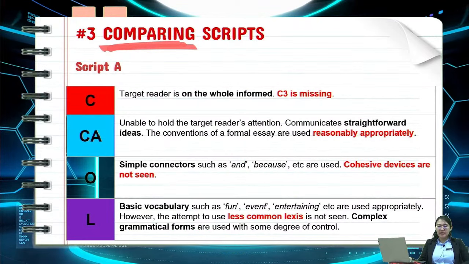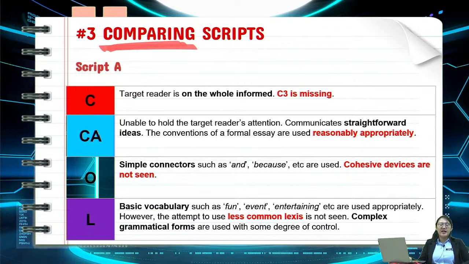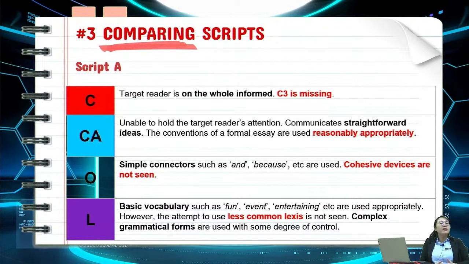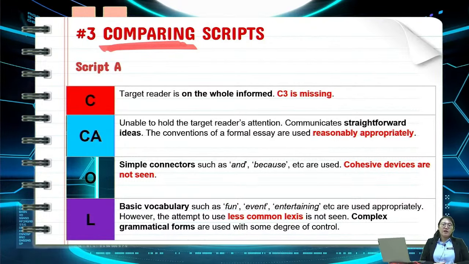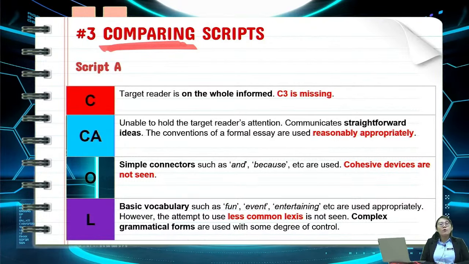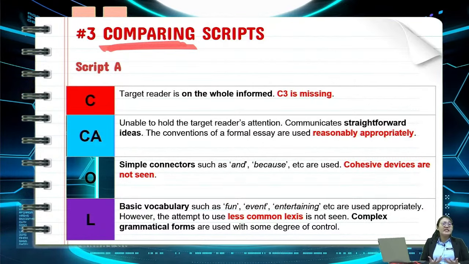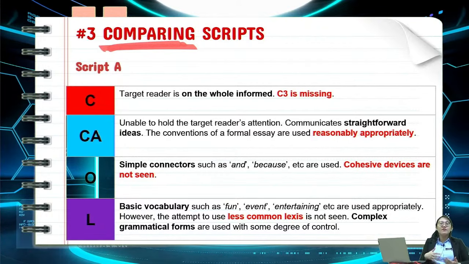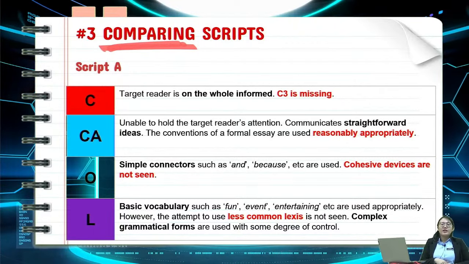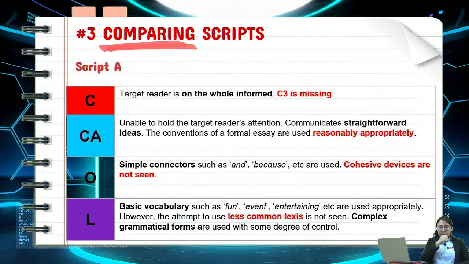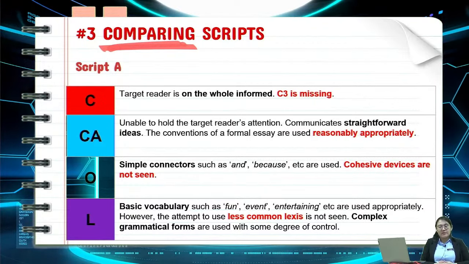Okay, let's look at the commands. So for the content, like we have analyzed just now, the target reader is on the whole informed because C3 is missing. The outcome is not clearly stated. For CA, it is unable to hold the target reader's attention. Okay, it is just stating what is needed to be stated, but it's not really interesting and holds the target reader's attention. It communicates straightforward ideas. The convention of a formal essay are used reasonably appropriately. That is for communicative achievement.